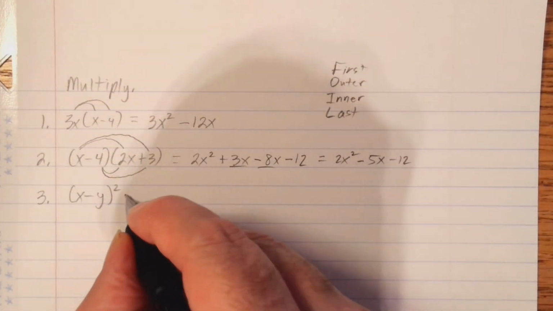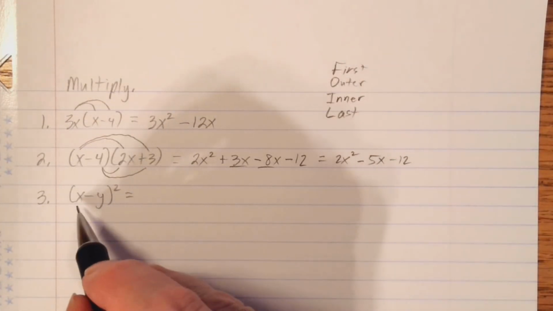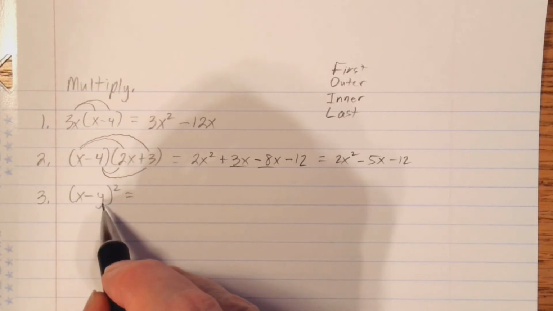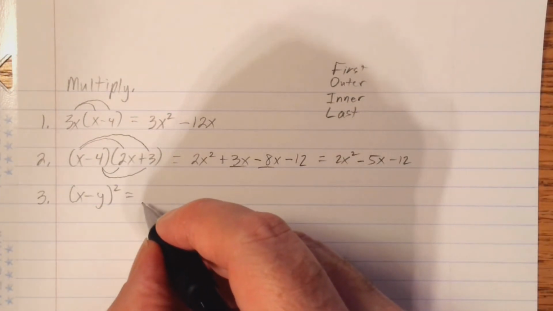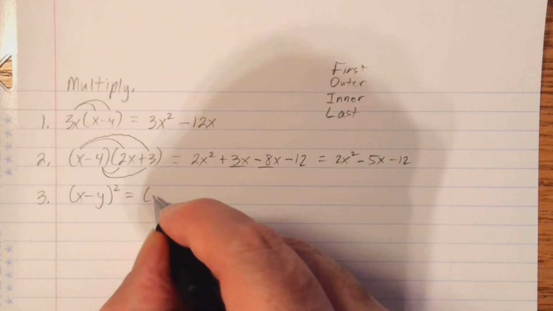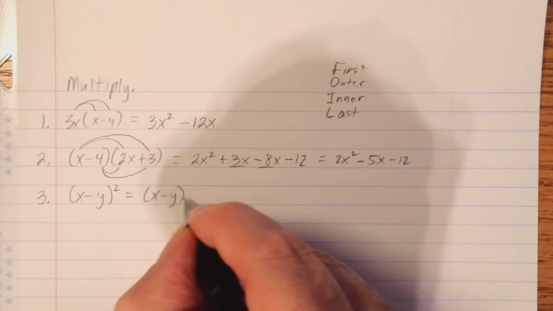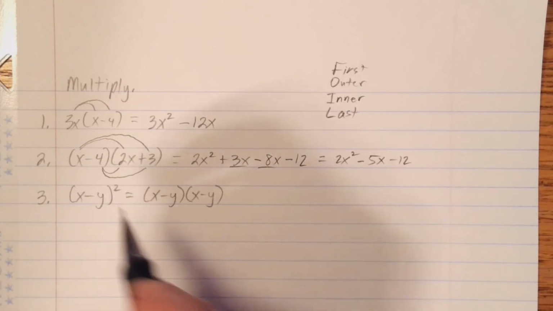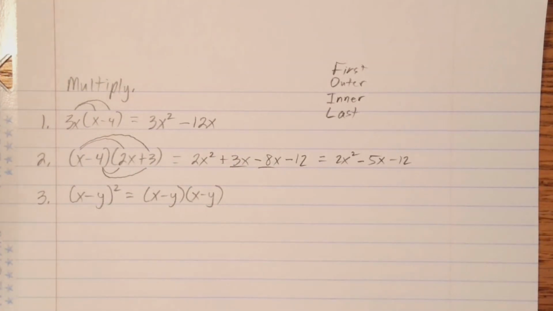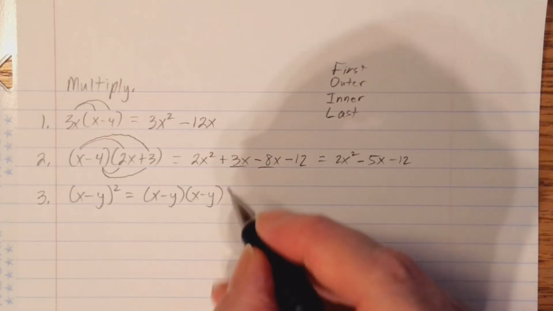On number 3, a common mistake students make is they'll square the x and they'll square the y with a plus in between or maybe a minus, which is not the right answer. There is no rule of exponents for this. But what we can do is multiply 2 of x minus y's. That's what this actually means. Multiply 2 of these guys. And then we can FOIL.